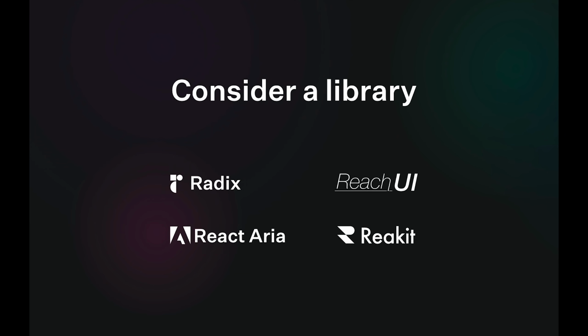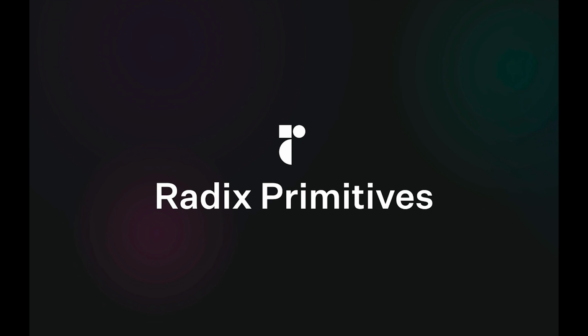Luckily for us, there are libraries we can delegate to who focus explicitly on solving this problem. They focus on building accessible primitives for the web. By using a library, we'll have more time to focus on our product. And that's exactly why we built Radix primitives. Let me show you how it works.